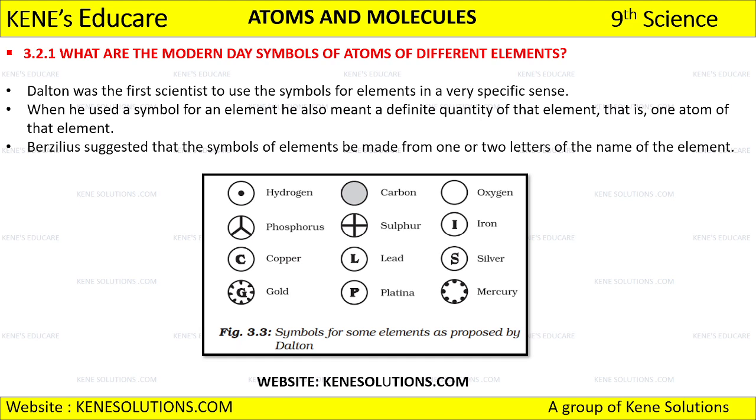But here there's a confusion again: carbon starts with C and copper also starts with C, phosphorus starts with P and platinum also starts with P, and sulfur and silver both start with S. So what was done is that initially one letters were taken, like for carbon we will take C, but for copper it will become Cu.